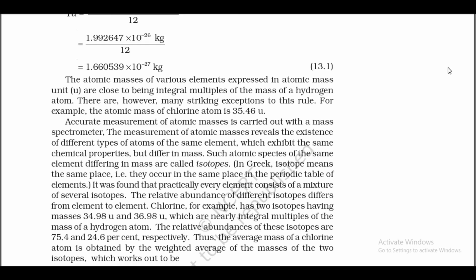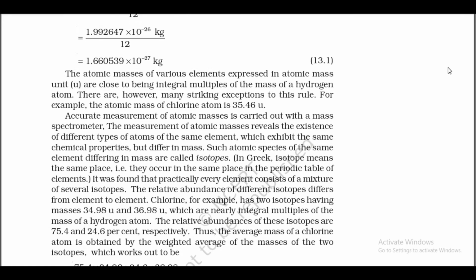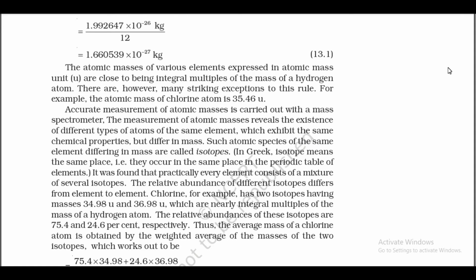Accurate measurement of atomic masses is carried out with a mass spectrometer. This measurement of atomic masses reveals the existence of different types of atoms of the same element, which exhibit the same chemical properties but differ in mass. Such atomic species of the same element differing in mass are called isotopes. In Greek, isotopes means the same place, that is, they occur in the same place in the periodic table of elements. It was found that practically every element consists of a mixture of several isotopes. The relative abundance of different isotopes differs from element to element.